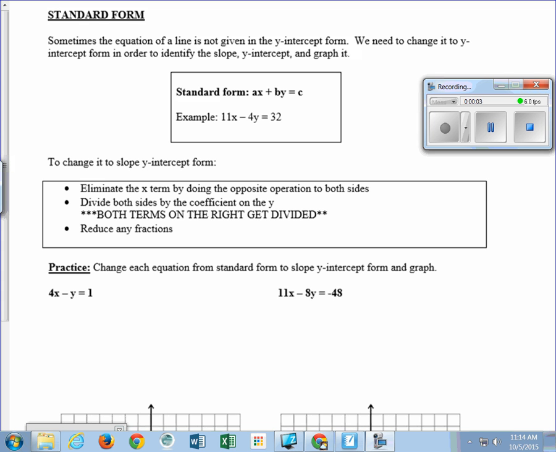Right, standard form. Moving on to standard form. This is essentially 4-2 and 4-3 together. Sometimes the equation of a line is not given in y-intercept form, so we need to change it to y-intercept form so we can identify the slope and the y-intercept.